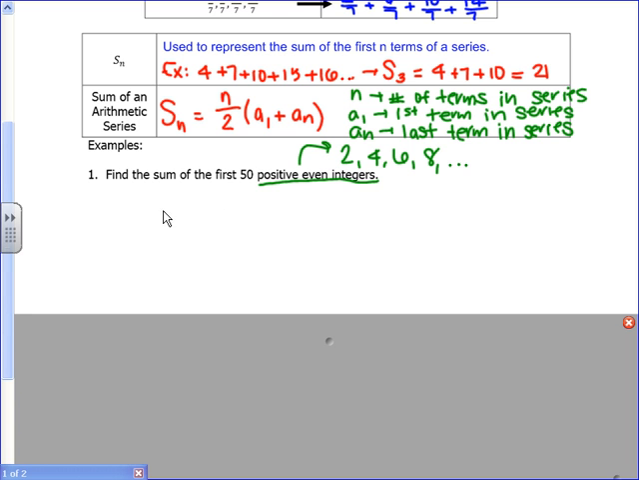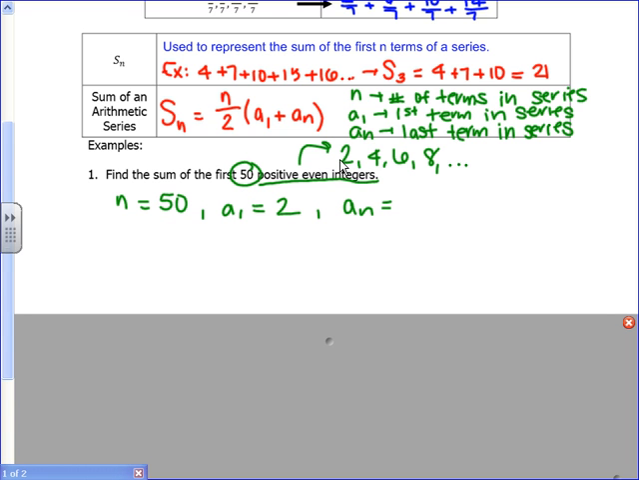Okay, we know that. So let's write out our variables. Our n, which is how many terms are in the series, they're telling us right here, is 50. Our a sub 1, so where does the series start, is 2. And then our a sub n. Now, we've got to think about this. If we write down 50 of these numbers, and we're starting off at 2 and we're writing down 50 of them, what's our last number going to be?